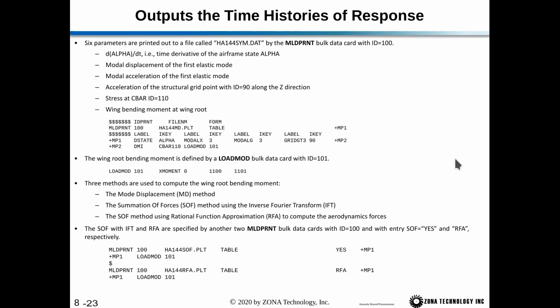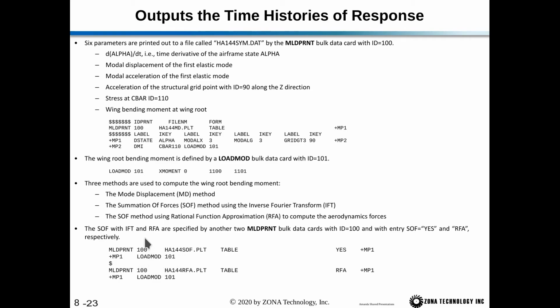The wing root bending moment is defined by a load mod card given here. Now we're going to use 3 methods to compute the wing root bending moment: the mode displacement method, the summation of forces method using the inverse Fourier transform, and the summation of forces method using the RFA to compute the aerodynamic forces. So the first MLD print card uses the mode displacement method, and then our remaining parameters of interest, because they do not involve forces, don't depend on the solution type. So our 2 remaining MLD print cards only need to specify the load mod card.